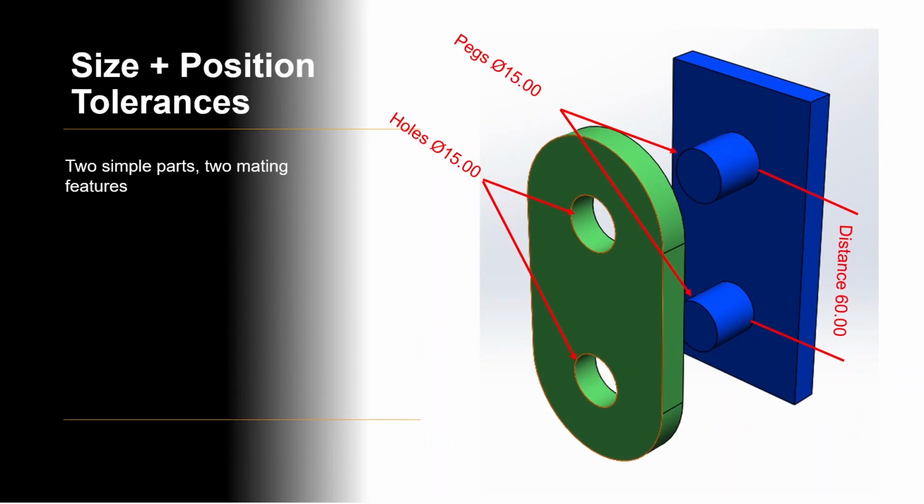But we also need to create position tolerances to position the locating features in our parts. Again, a simple example where we have a plate with 2 pegs and we have another plate with 2 holes, and of course the pegs and the holes need to line up. This is pretty much as simple as it gets, but as you'll see, it can become complicated fairly quickly.